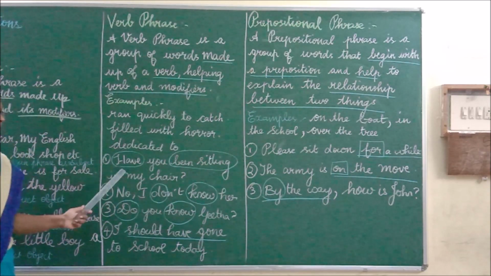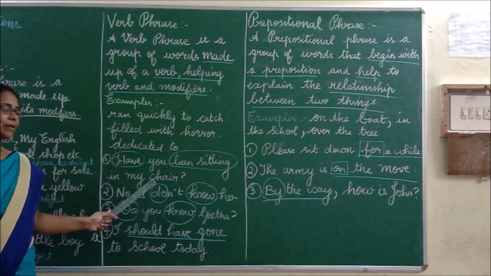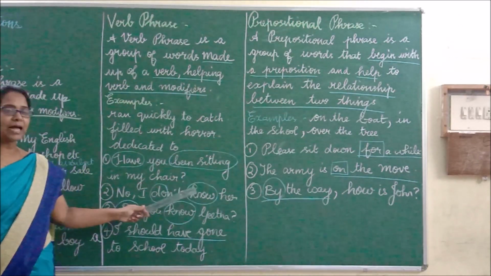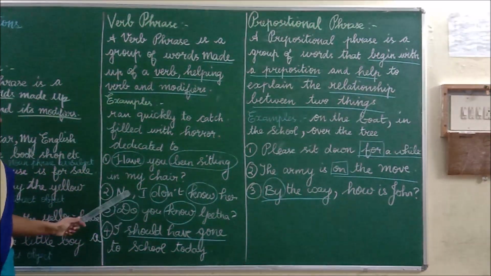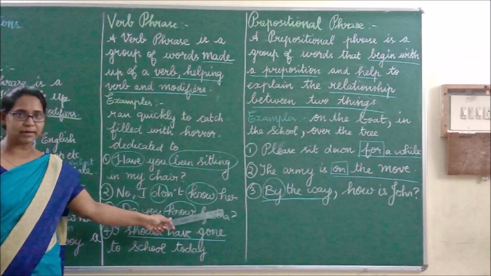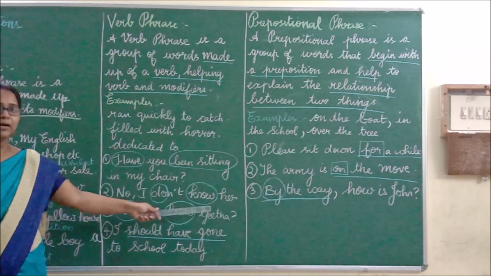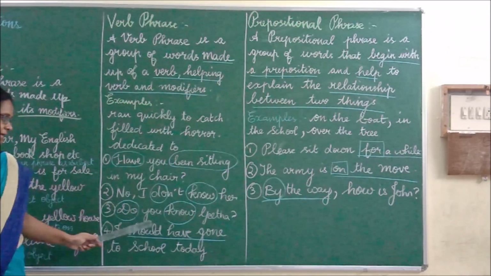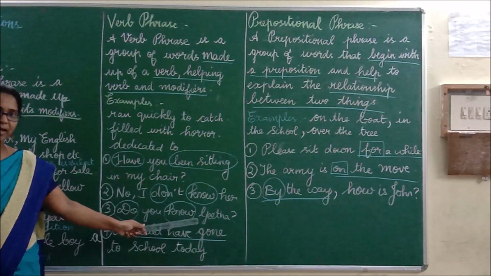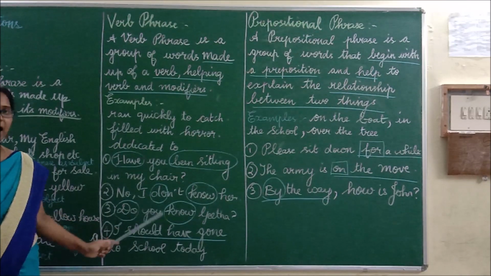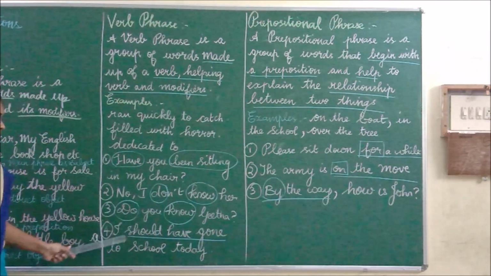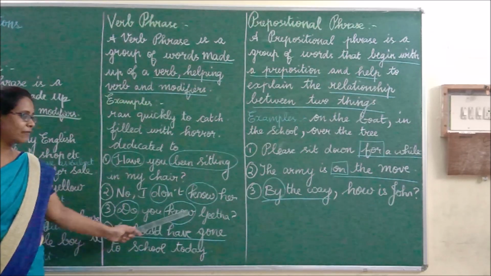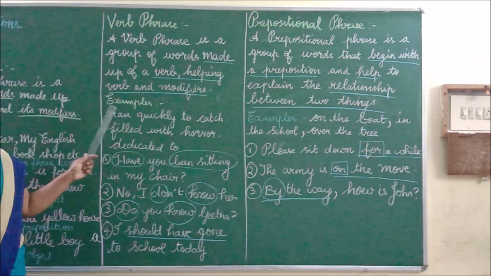See the example. Have you been sitting in my chair? Here, have been sitting is a verb phrase. Next, no, I don't know her. Here, do and know are a verb phrase. Next, do you know Geeta? Here, do and know are a verb phrase. I should have gone to school today. Here, should have gone is a verb phrase.